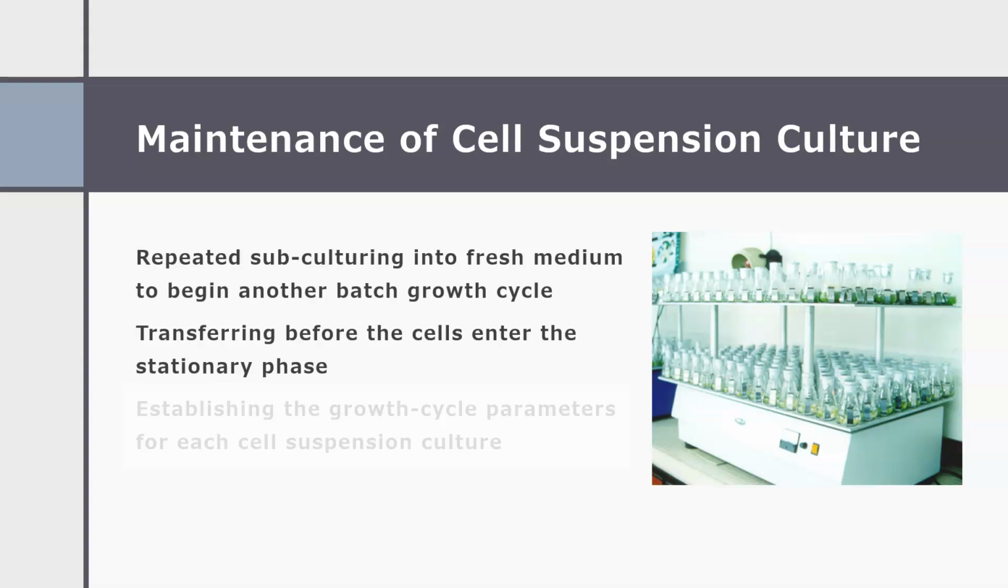If cells remain in the stationary phase for too long, they will die, and the culture will be lost. Therefore, cells should be transferred, as they enter the stationary phase. It is also important to determine the batch growth cycle parameters, such as the number of cells, nutrient or metabolite concentrations, and cell viability, for each cell suspension culture, to ensure the reproducibility of production.